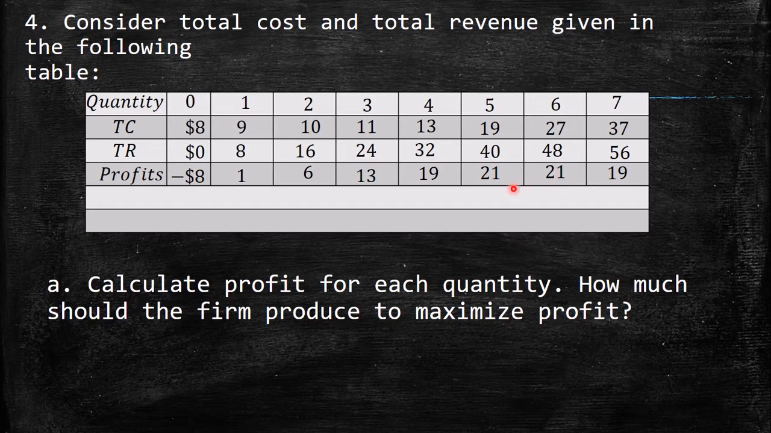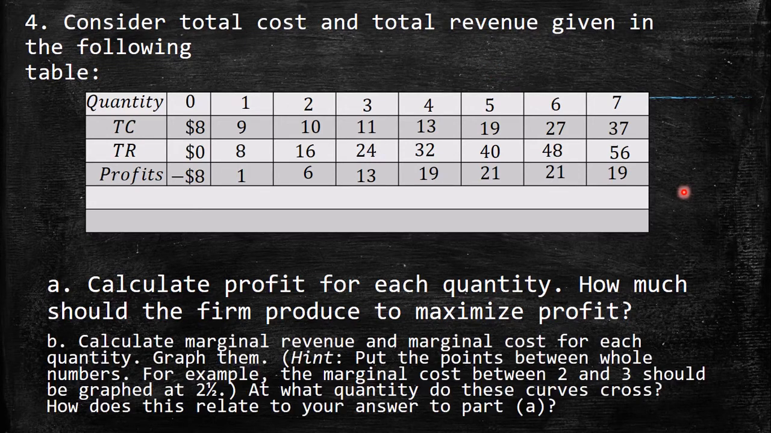But it's better when your total cost is lower, this one. So I would say this one. The fifth quantity is going to be this one, okay? Then calculate marginal revenue and marginal cost for each quantity.